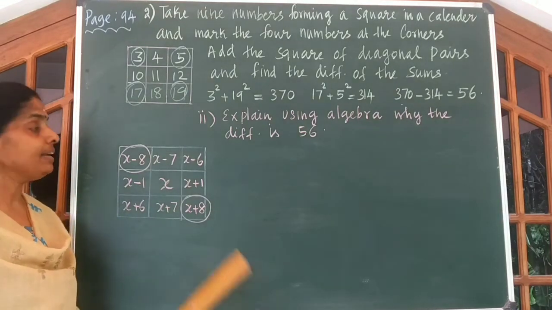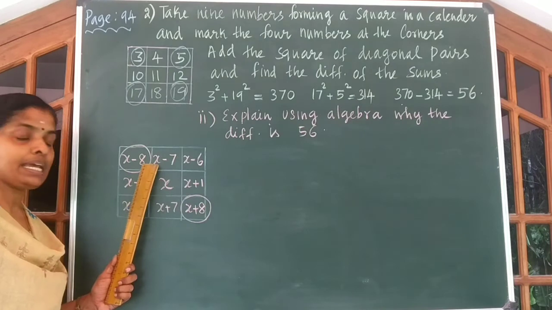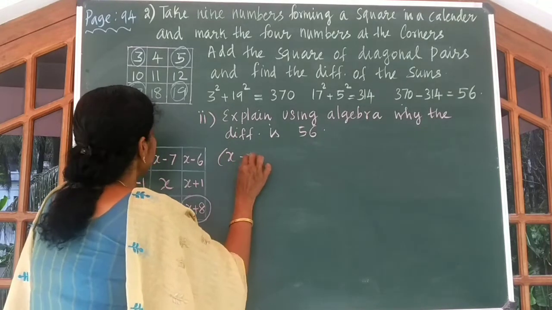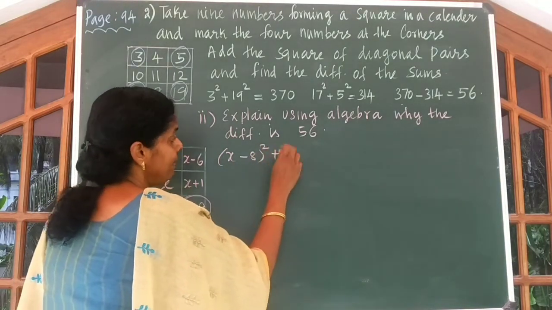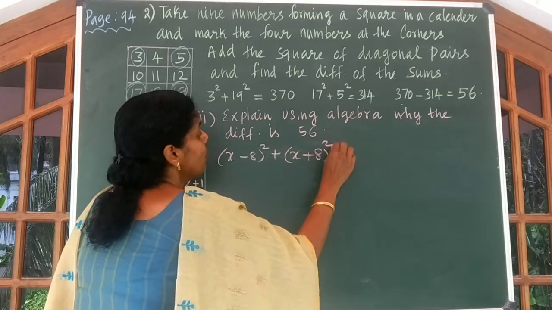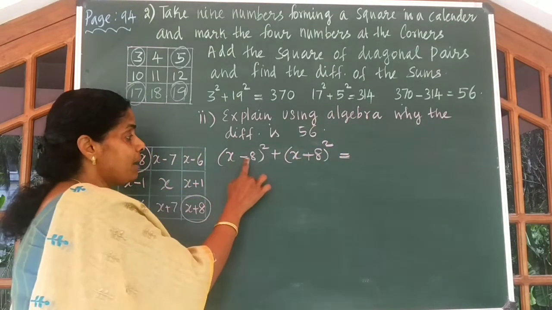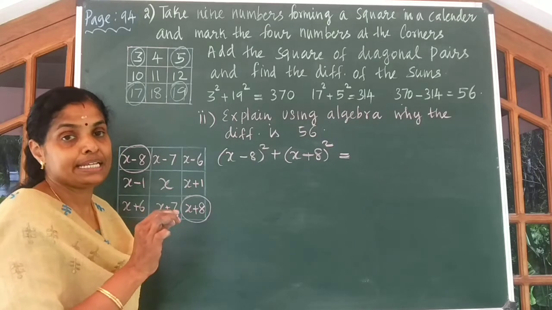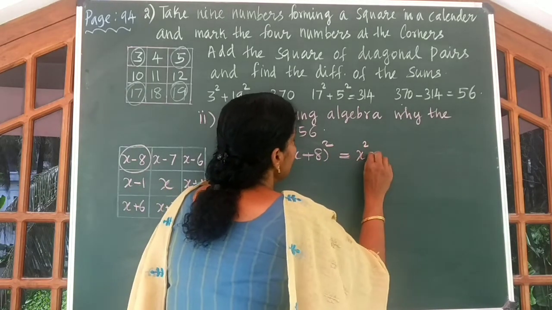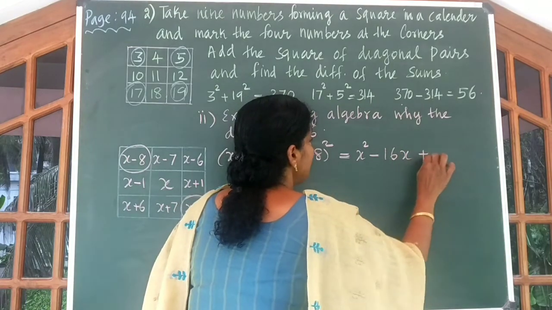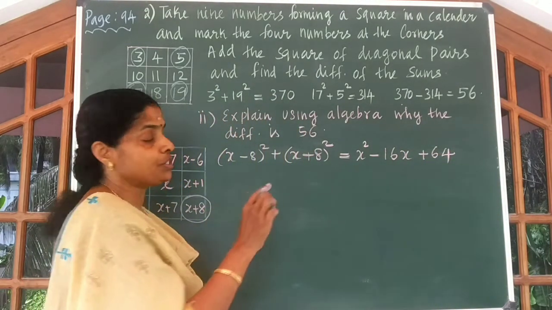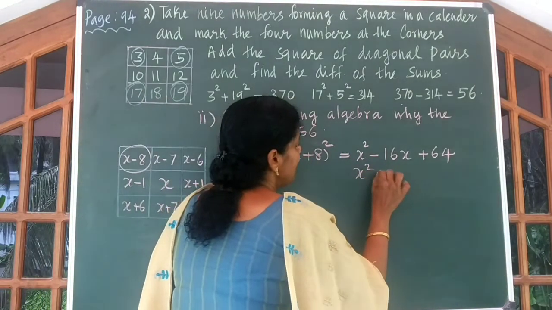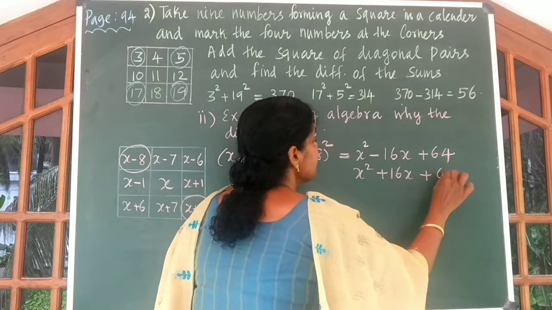Now let us add the square of x minus 8 and also x plus 8. Okay, so you get x minus 8 the whole square plus x plus 8 the whole square, which is of the form a minus b whole square and a plus b whole square. Now the expansion of x minus 8 the whole square: x square minus 16x plus 64, added to x plus 8 the whole square. Expansion: x square plus 16x plus 64.